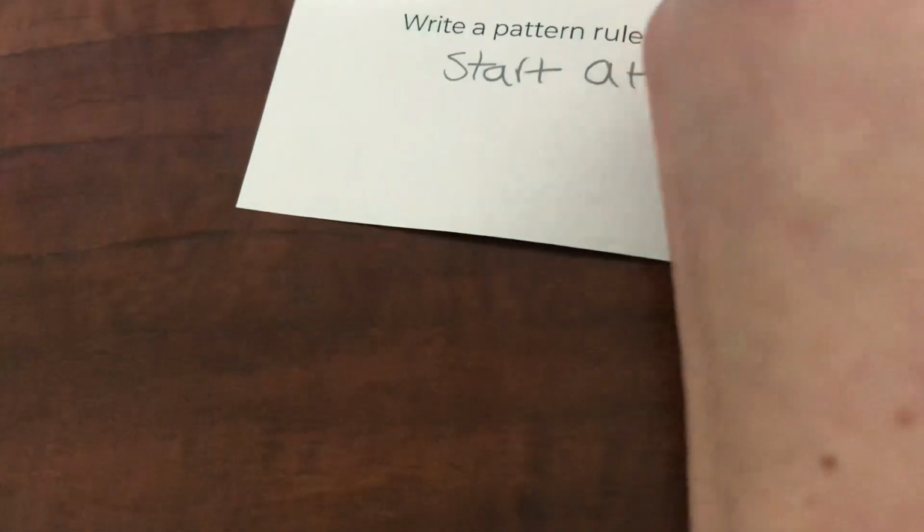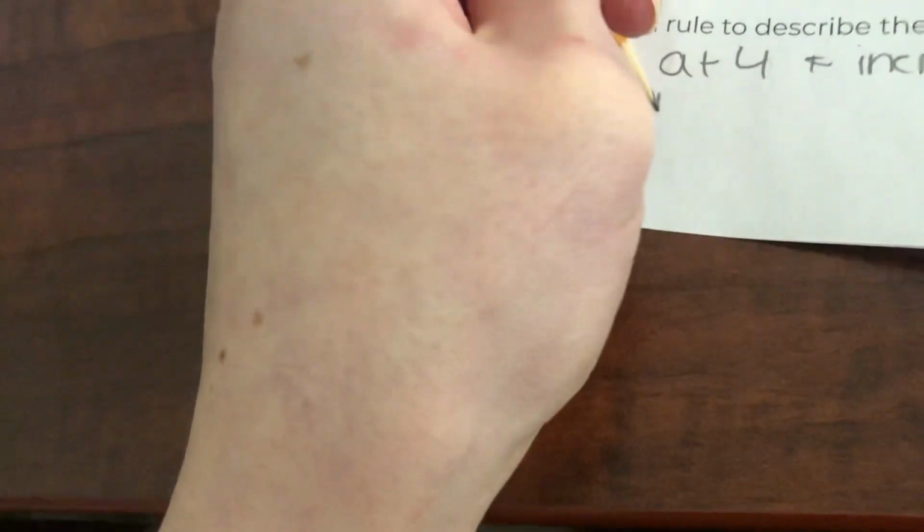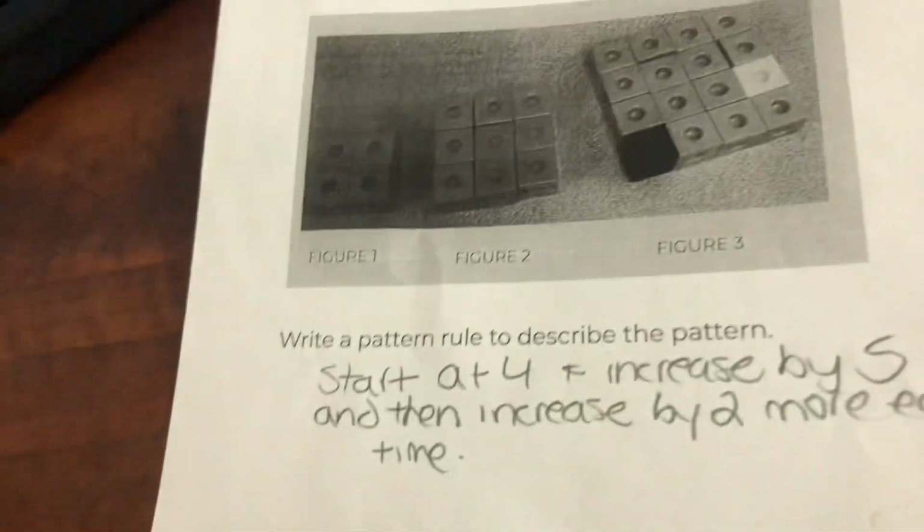Okay? So then when we go back to write the pattern rule, it would be start at 4 and increase by 5, and then increase by 2 more each time. That would be how we would write the pattern rule.